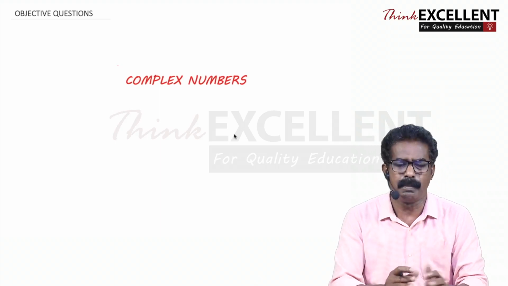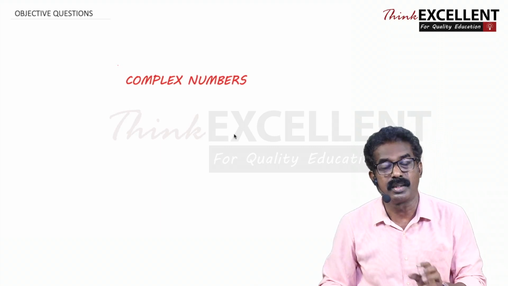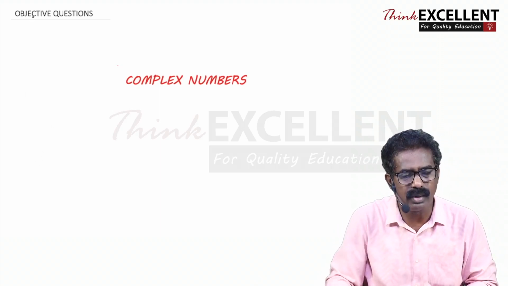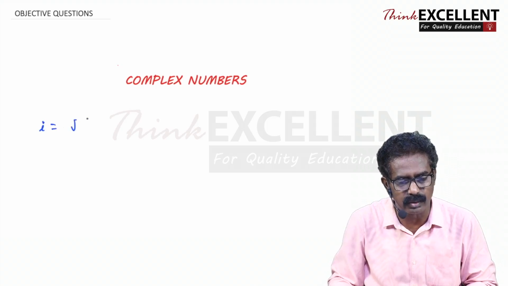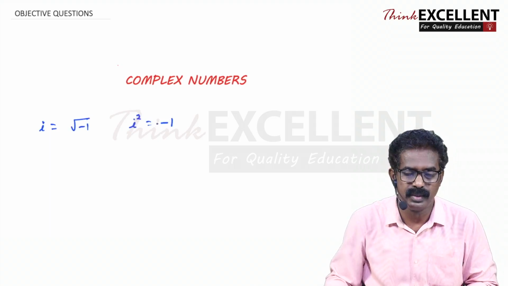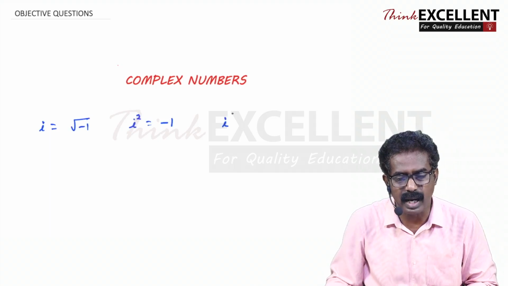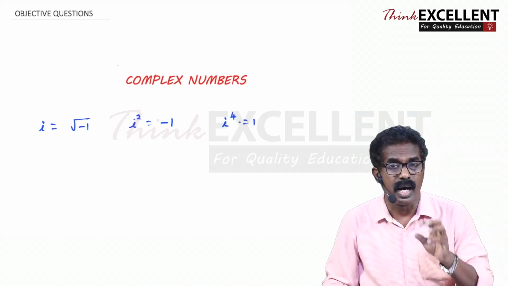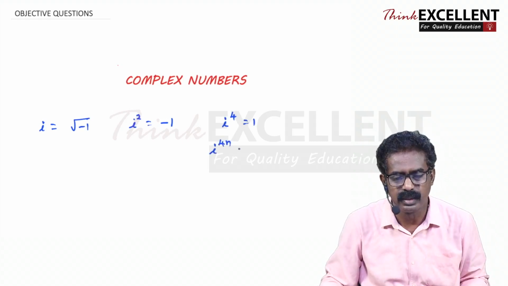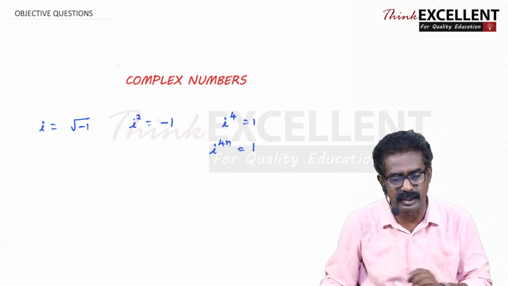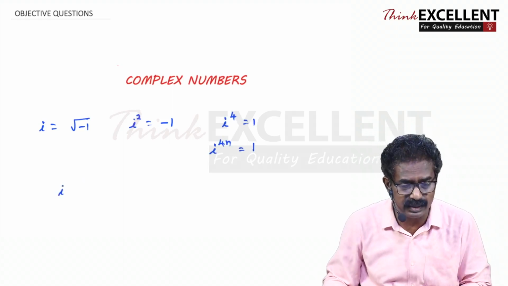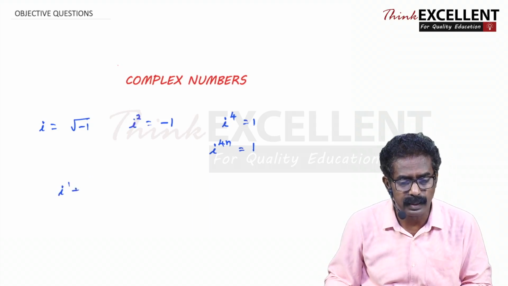So the basics of complex numbers. Here i is there, right? What is i? i is equal to root of minus 1, and i square is equal to minus 1. Then some of the important values: i raised to 4 is 1. i raised to any multiple of 4, so i raised to 4n, your answer is 1. That you remember.